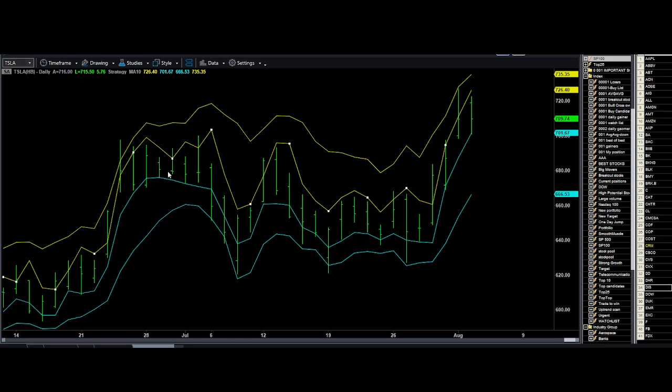This is the daily chart of Tesla. Each vertical line is a daily fluctuation. This is yesterday's data. Right now it's 6:50 a.m., early morning for today, so there's no data for today yet.